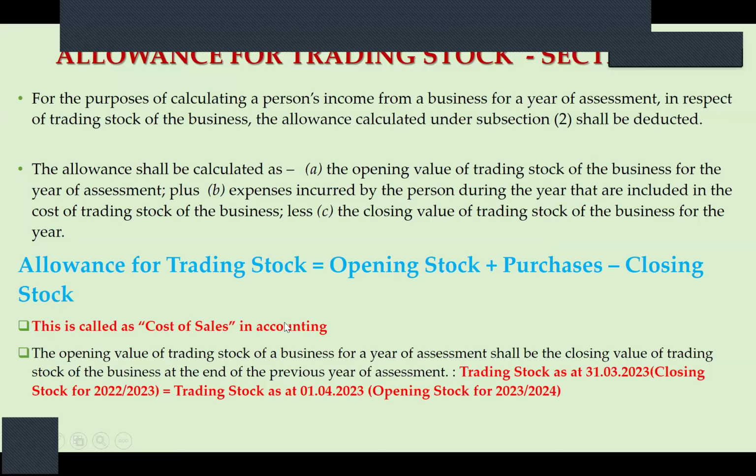So, based on this formula, we can calculate cost of sales or allowance for trading stock. To deduct this cost of sales, we need a legal requirement, legal approval is required. That is why it is given under section 13. So now we can deduct cost of sales or allowance for trading stock under section 13.